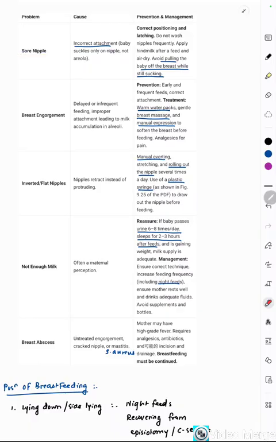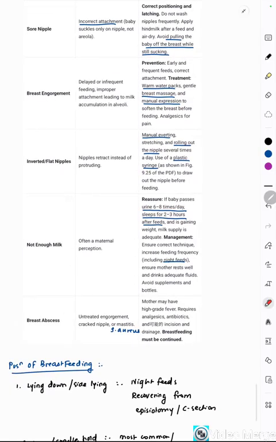Sore nipple is caused because of incorrect attachment, and the management for this is proper training to the mother about breastfeeding, and avoid pulling the baby off the breast while still suckling. Then breast engorgement is seen when delayed breastfeeding or infrequent feeding is present, because of which the milk starts to accumulate within the alveoli. Management is frequent breastfeeding. Apart from that, warm water packs, breast massage and manual expression are indicated.